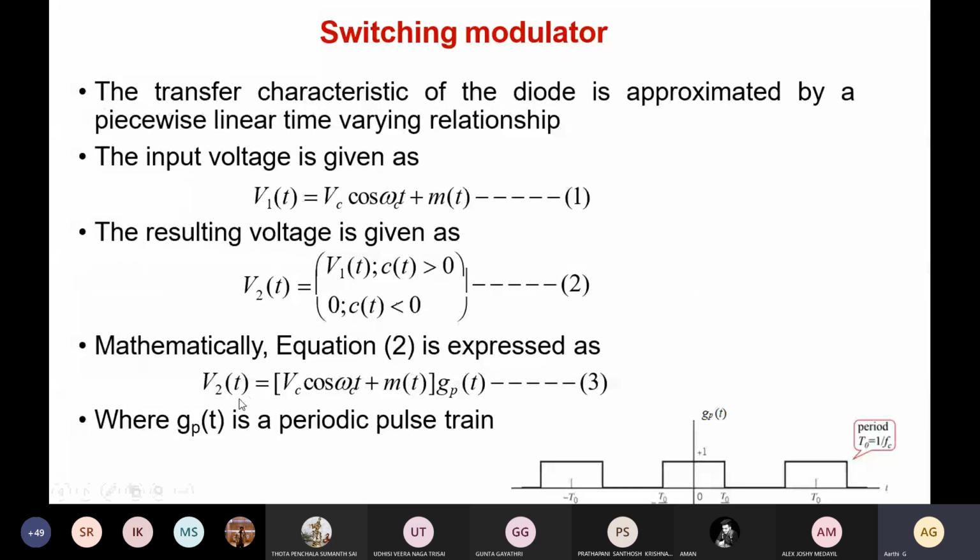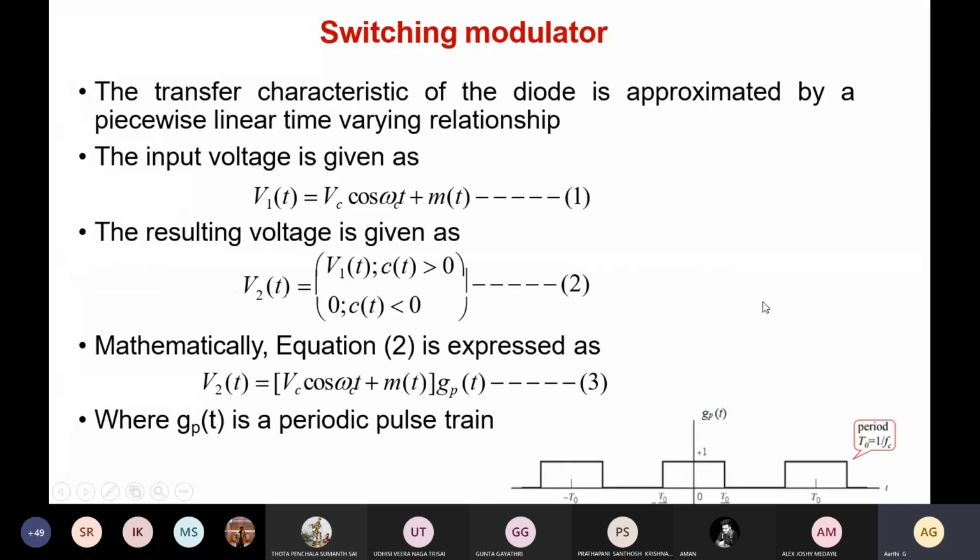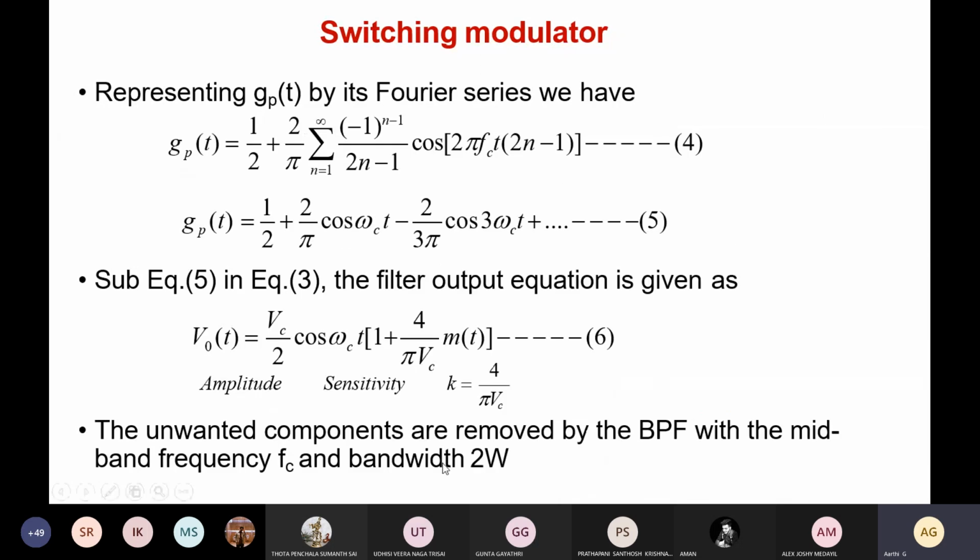Ultimately we want V2 of t as the sum of the message and the carrier, multiplied by the pulse. After we multiply, we are going to have multiple terms. Like a square law modulator, we expand it, and after that we pass it to a filter. After filtering, this is the final term that we obtain.